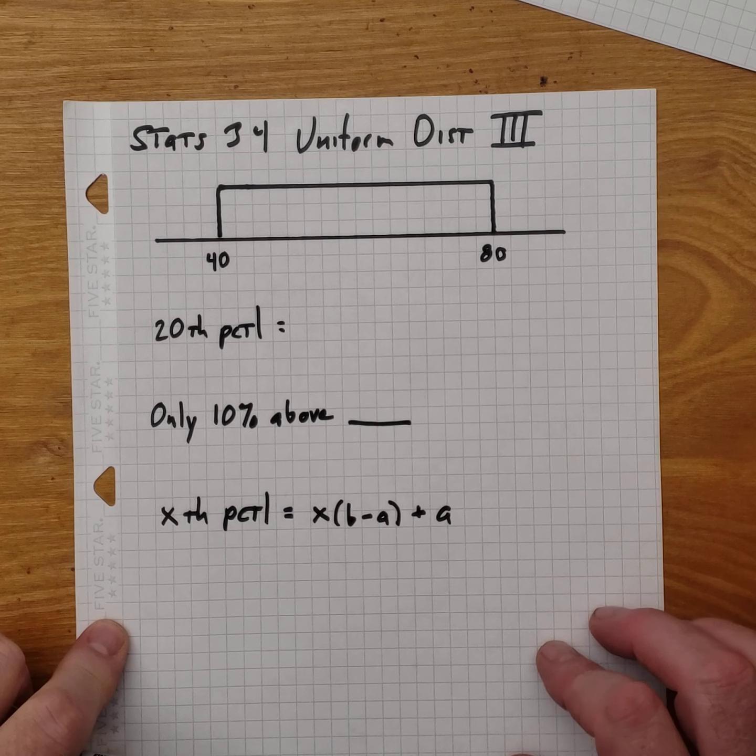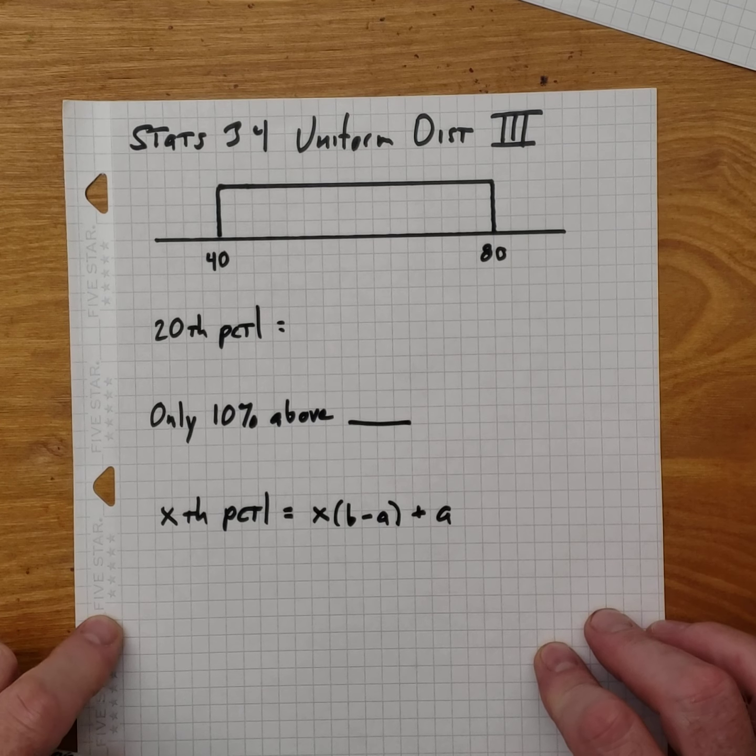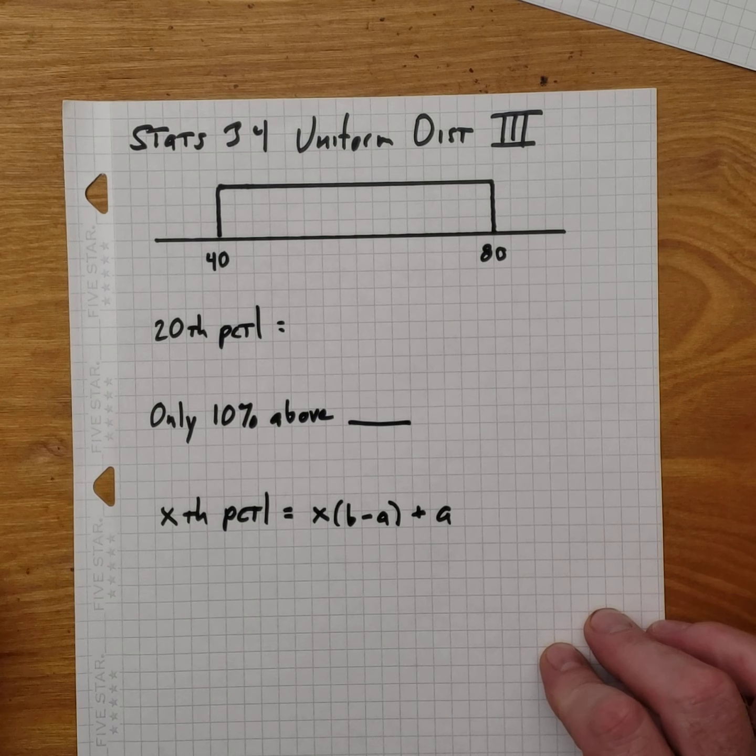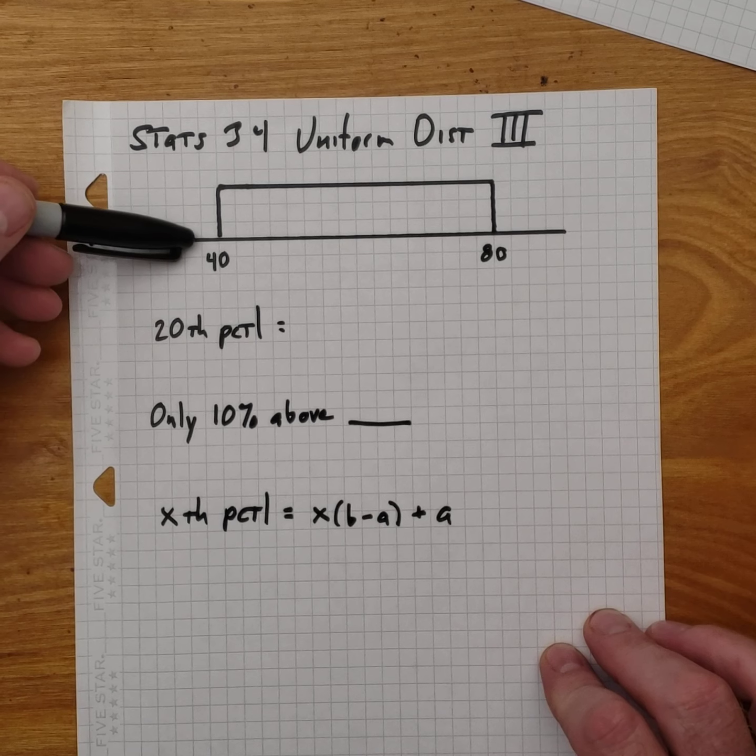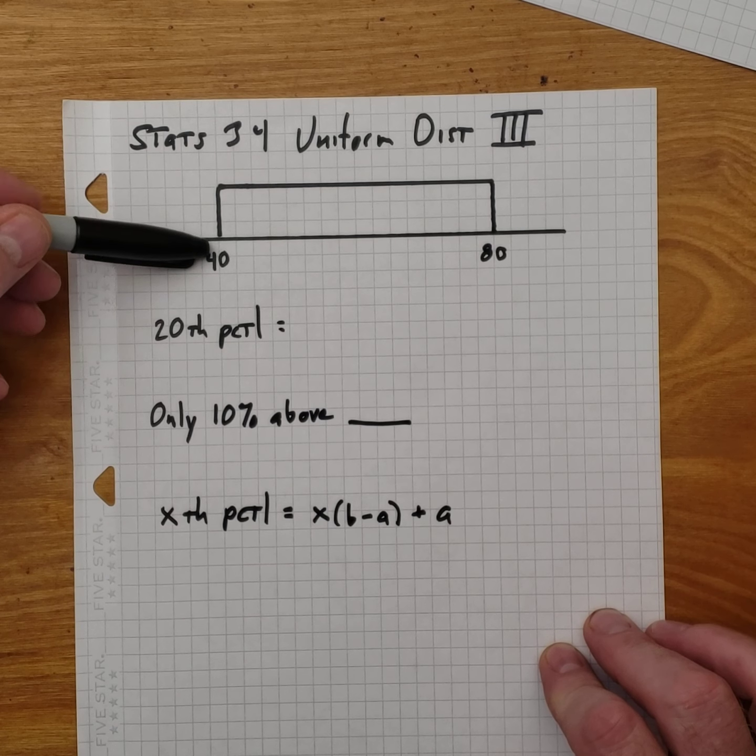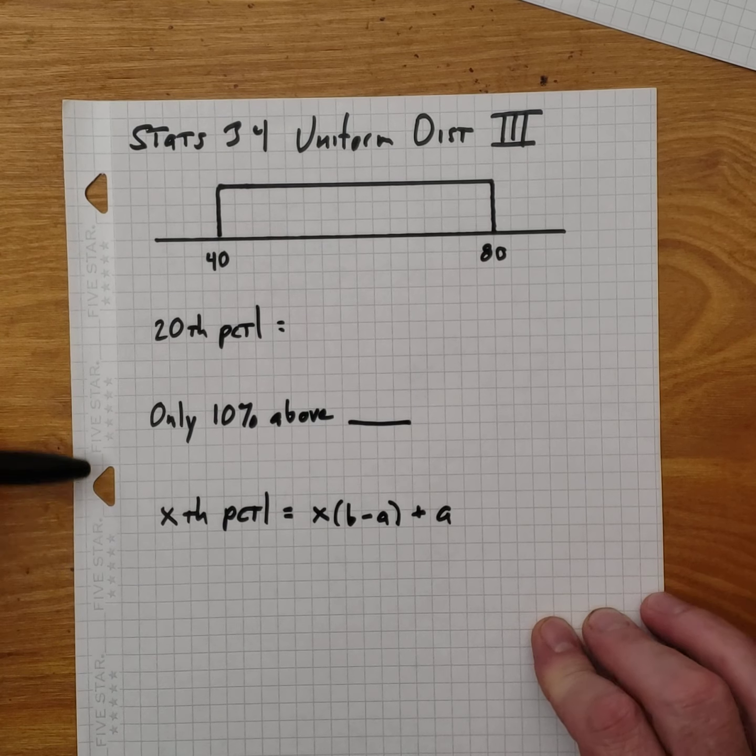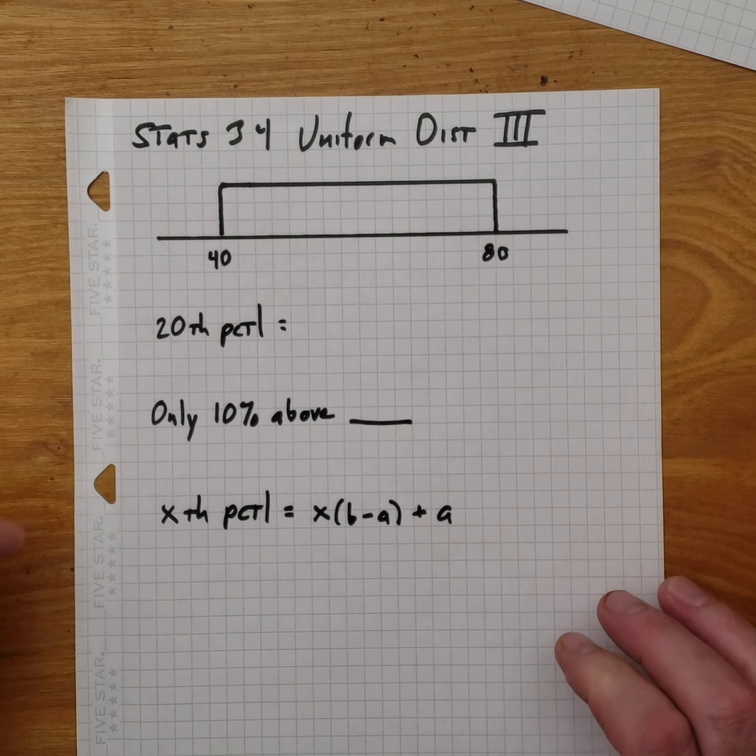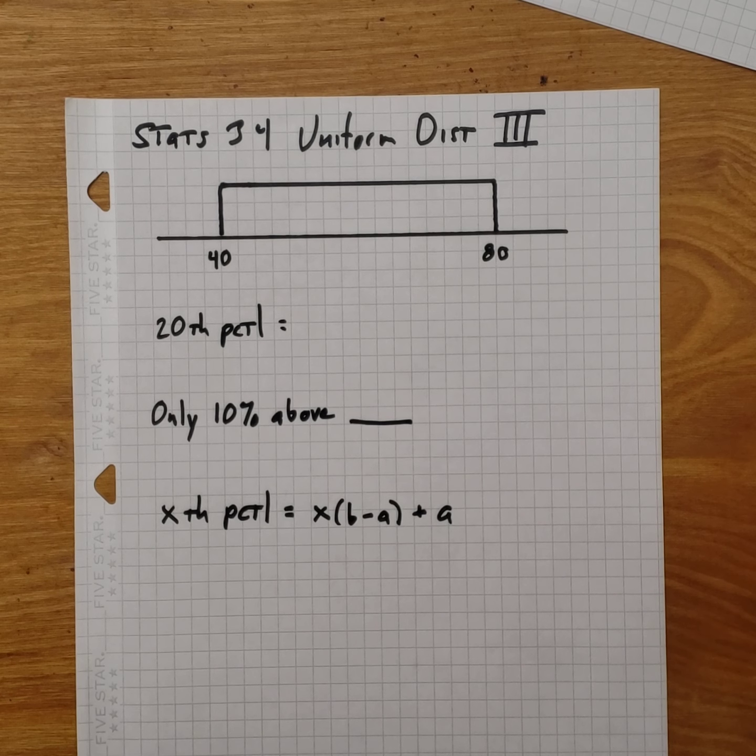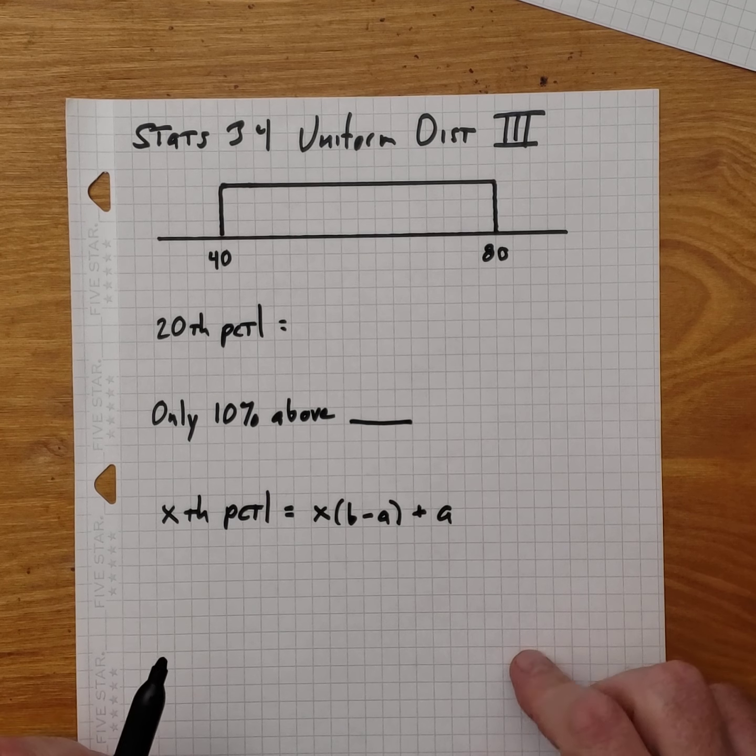All right, we're still with the uniform distribution, and this will be the last one on uniform distribution. We're looking at finding a particular percentile. So let's suppose we have something, doesn't matter what, that's uniformly distributed between 40 and 80, and we're looking for the 20th percentile, meaning what is the cutoff point for the bottom 20% of this population?